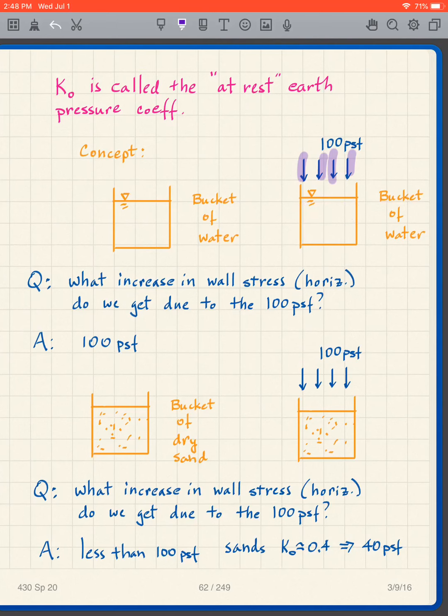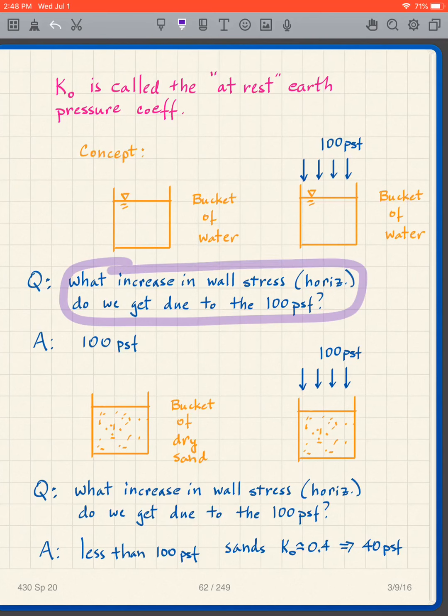And the answer is that all of it is. So what increase in wall stress, horizontal, do we get due to the 100 psf? The answer is 100 psf, because that is the way water works, right? You push it one direction, goes the other direction. It doesn't matter that one's vertical, the other's horizontal. You're going to get 100 psf. So that goes back to your fluid statics. I'm not going to review that. I think you can all have a conceptual feel that that is the case.